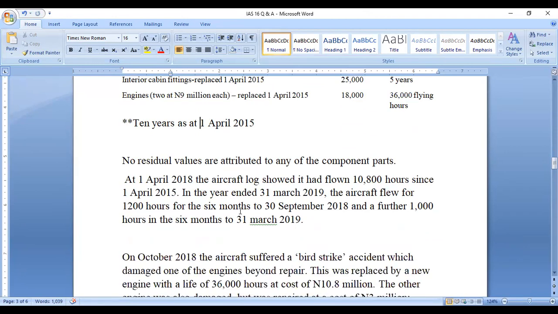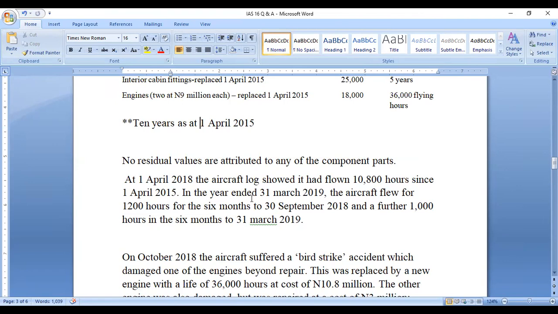On 1st April 2018, the aircraft showed it has flown 1,800 hours since 1st April 2018. In the year ended 31st March 2019, the aircraft flew for 1,200 hours for the 6 months to September, and a further 1,000 hours in the 6 months to 31st March 2019.